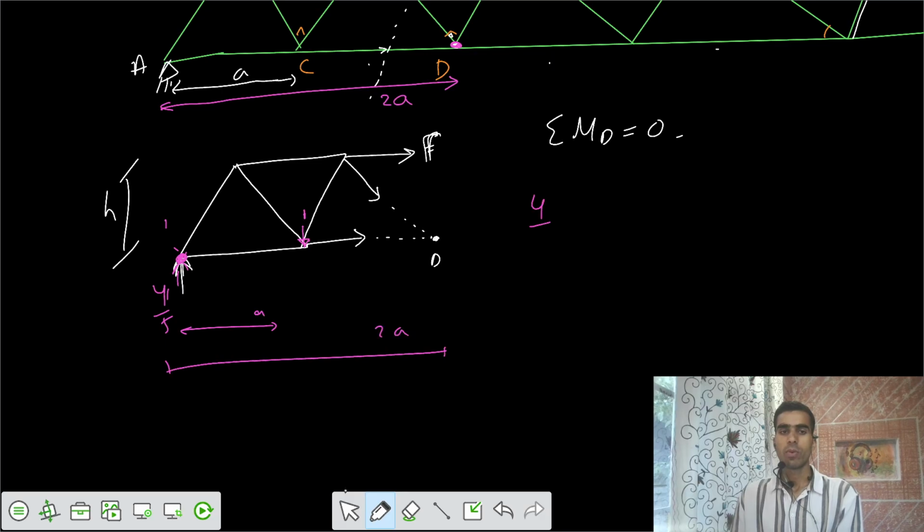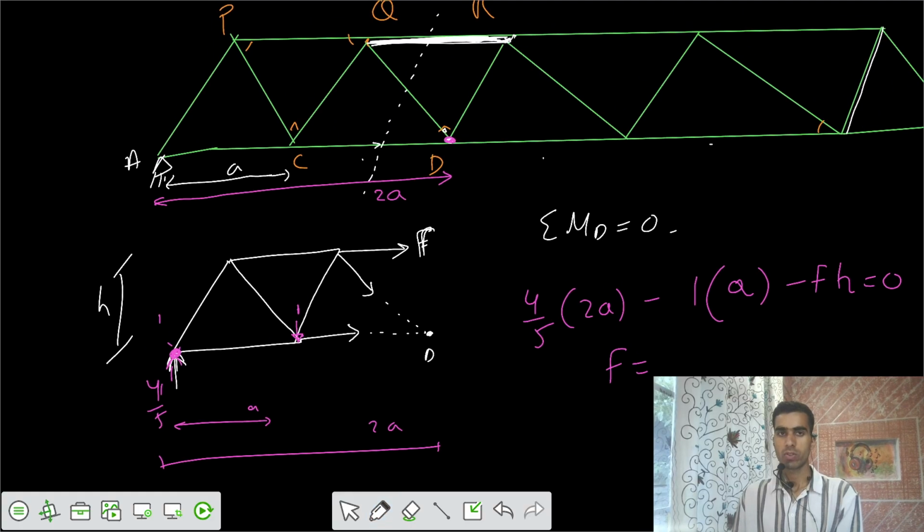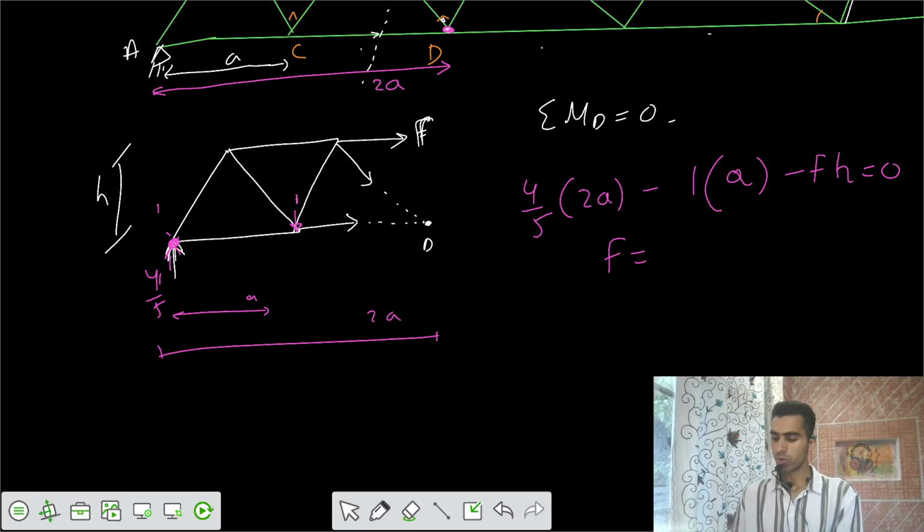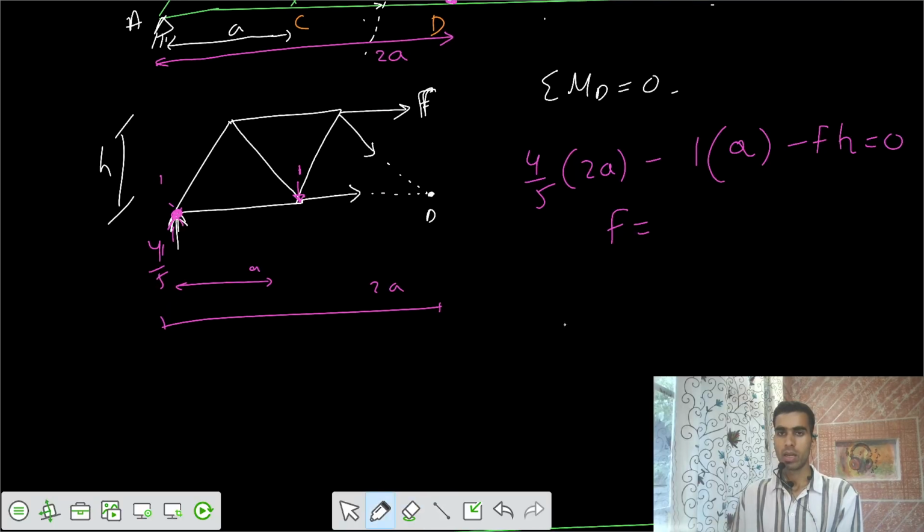I would say 4 by 5 clockwise for a length of 2a, then anti-clockwise 1 for the length of a, then anti-clockwise F into h equals 0. So F, which is QR that we are solving for, equals 8 by 5 minus 1, that's 0.6 a by h. Is it positive or negative?